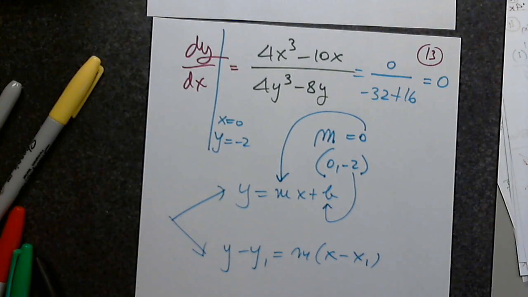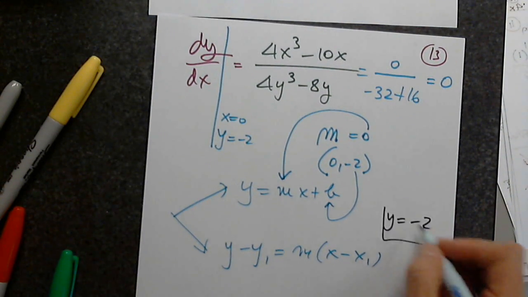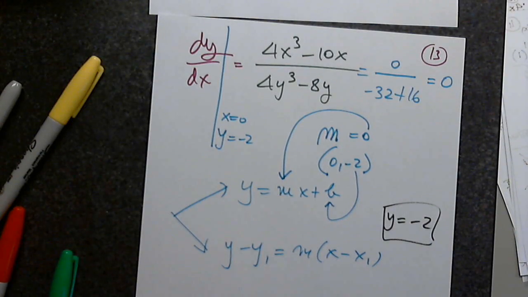Can I use the point-slope form for any point? Yes, but why? If I notice that this is the y-intercept, I want to use the easiest of the two. So what is the answer? y equals -2. So the equation of the tangent line to the graph of y, which is not even a function, at the point (0, -2) is horizontal: y equals -2.